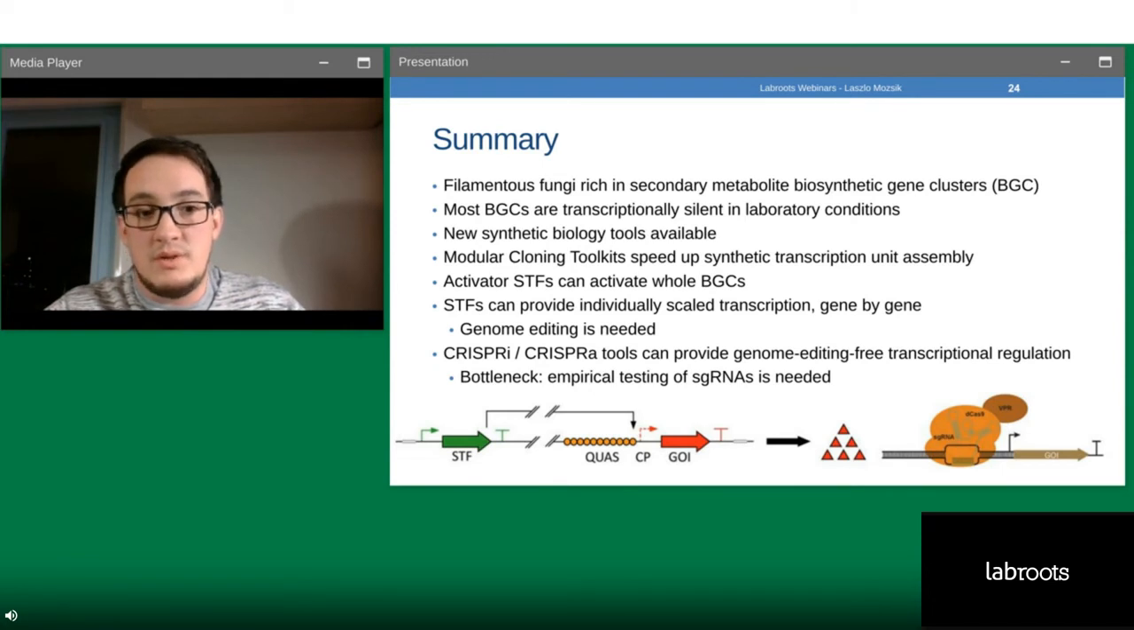But unfortunately, when using such synthetic transcription factors, genome editing is often needed, although this could provide scalable transcription, which can be scaled gene by gene. On the other hand, using CRISPR-based transcriptional regulators, CRISPRa for activation or CRISPRi for transcriptional repression, could provide a genome-editing-free transcriptional regulating system. But so far, unfortunately, empirical testing of these single guide RNAs is needed, since there's no real trustworthy prediction of how such activator single guide RNAs can be designed.